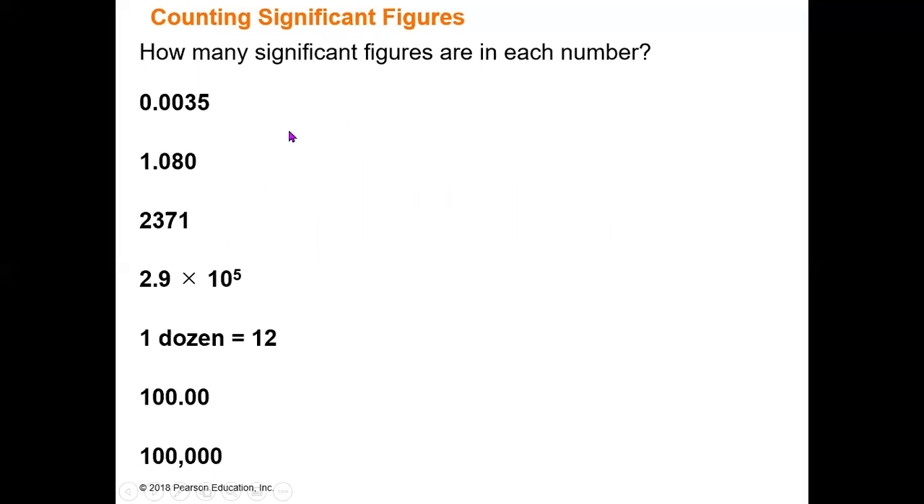Right. So for this practice, again, stop the video, practice, then come back to the answer. How many significant figures are in each number? You first identify whether those numbers are measured or exact. If they are measured, you use the 4 rules. If they are exact, you know they have unlimited significant figures.